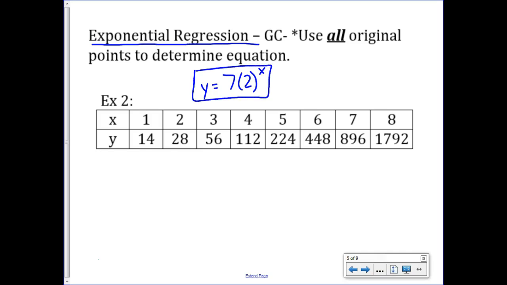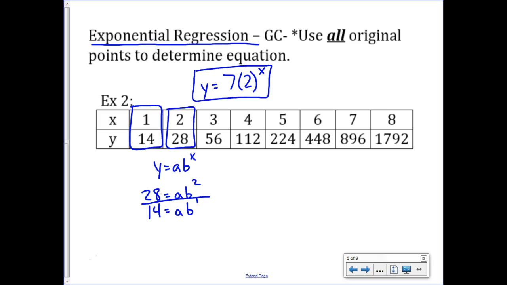If you want to try it with just these two, I'll go through that now. If you feel confident on it, you can go ahead and fast forward. So remember that we're looking at y equals ab to the x power. So I'm going to start with my bigger point first. 28 equals a times b to the second. 14 equals a times b to the first.